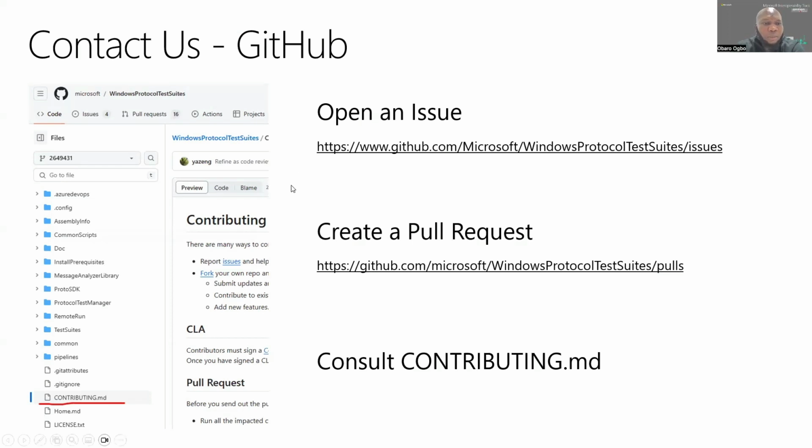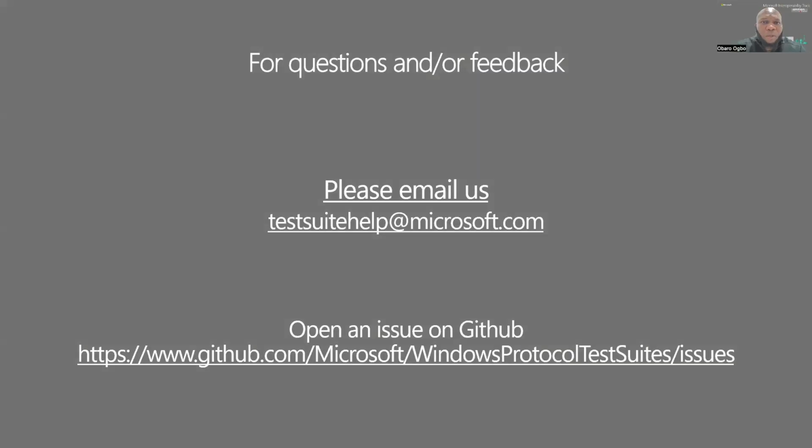And for contributing, there's a contributing.md markdown file in the test suite repository. You can consult that and you'll find more details. If you have questions and you want to give us feedback, you can also email us at testsuitehelp@microsoft.com or open an issue on GitHub. If you have any feedback for us, open an issue on GitHub. We'll be happy to have that conversation with you there or have the conversation with you via email. Either one is fine with us.